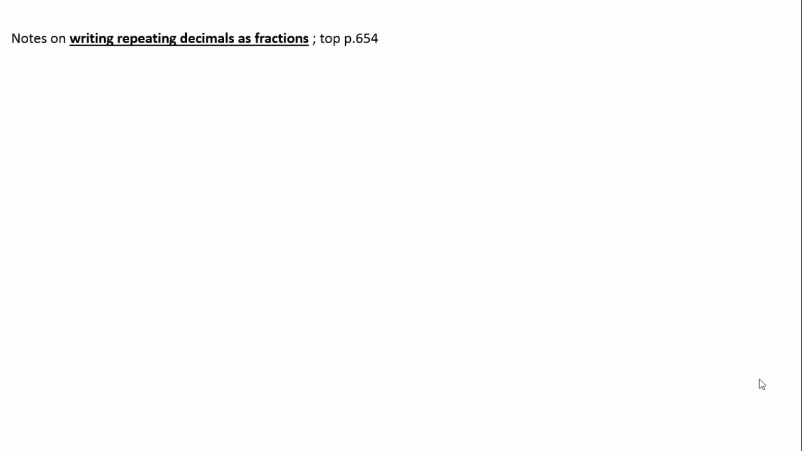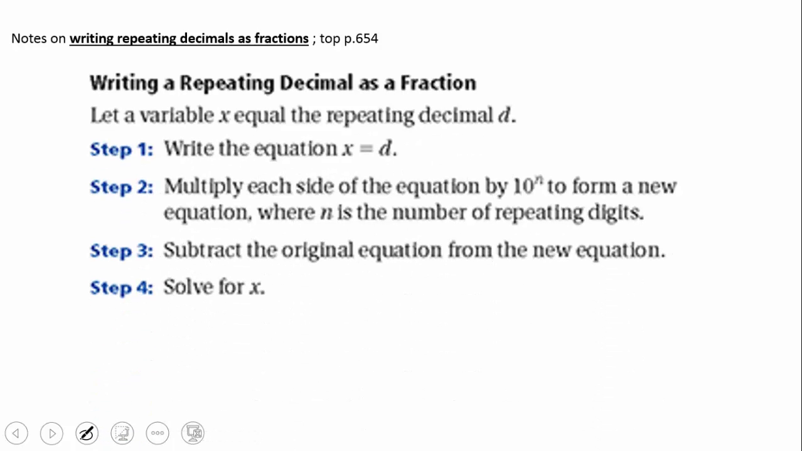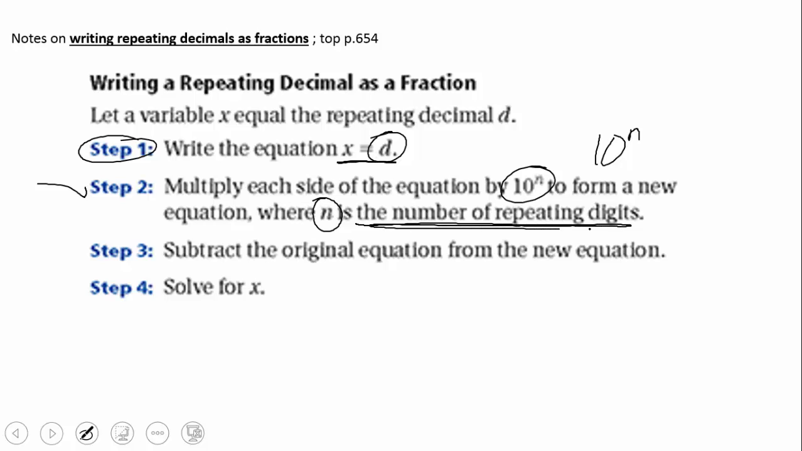You need to take a few notes from the top of page 654, and mostly you just need to take down those steps, because those are the steps we're going to use, and we'll talk about it as we go. So it should look something like this, because this is important. The first thing you're going to do, step one, is write the equation x equals d, where d is the repeating decimal. All right? Step two, very important, multiply each side by a power of 10. Now it says 10 to the n, where n is equal to the number of repeating digits.